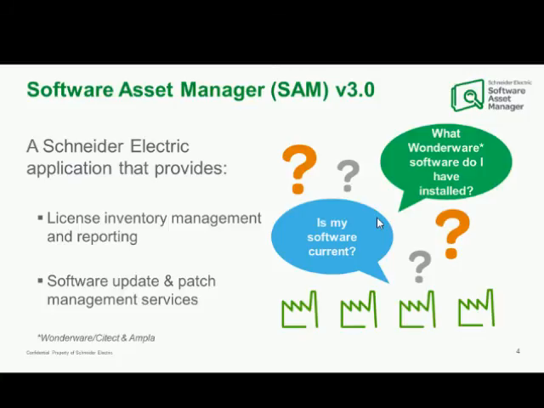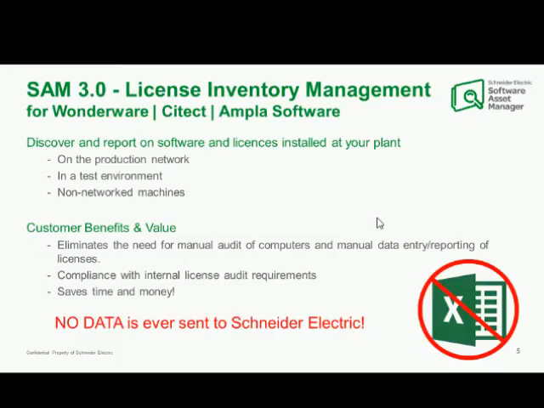License inventory. SAM provides the ability to discover licenses on your production network. They may be connected test or certification environments, and also using the offline utility provided with SAM, you can easily obtain the information from those disconnected machines. An example of those disconnected machines may be a packaging line.